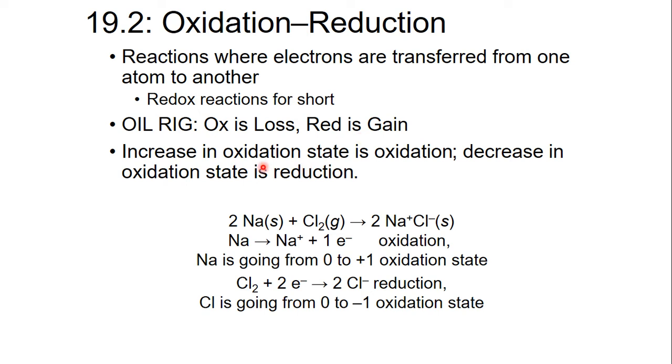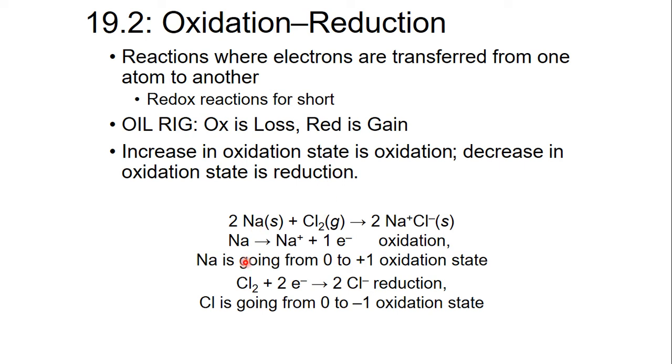And we talk about oxidation states when we talk about a redox reaction. An oxidation state is a way for us to follow electrons during a redox reaction. So if your oxidation state increases, that is, if you become more positive, you are oxidized. While if you decrease an oxidation state, you are reduced because you're becoming more negative.